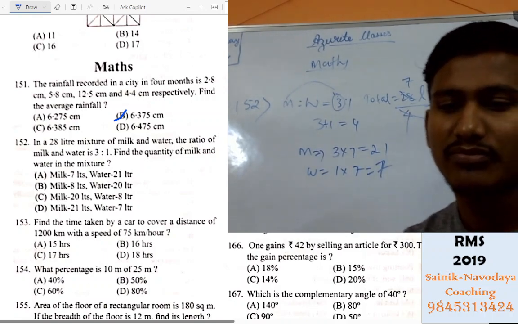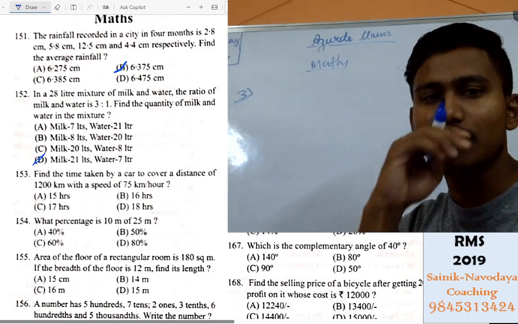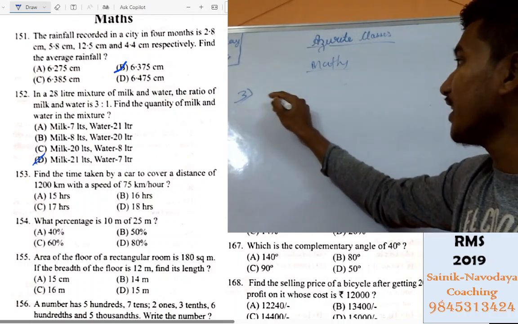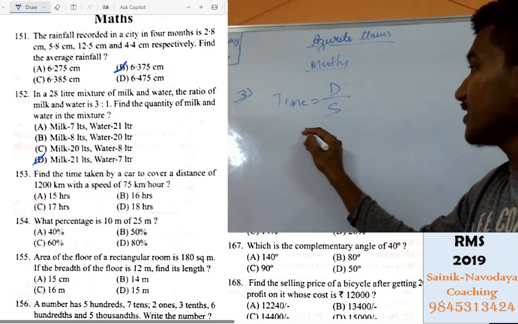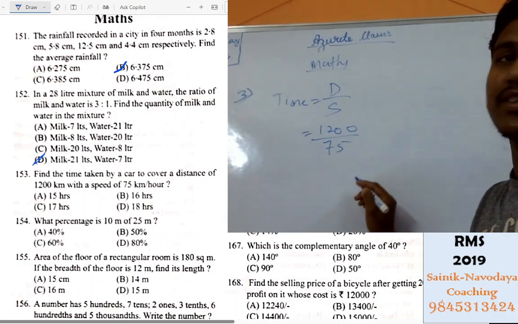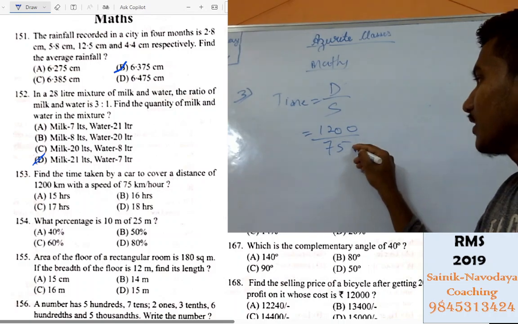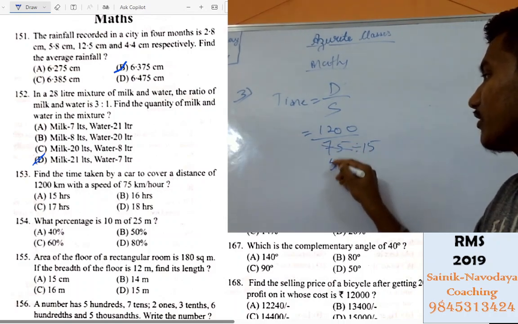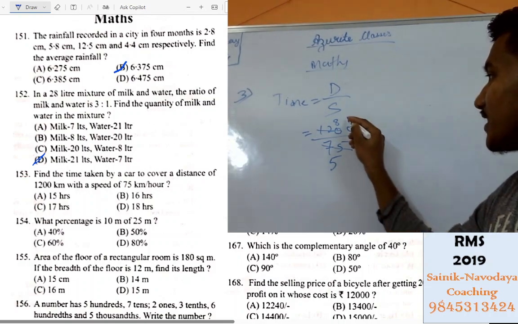Okay, fine. So now we have to find what? That is the third question, time taken by the car. So how do we find time? Time we find by distance by speed. Distance is 1200 kilometers divided by speed 75 kilometers. Right? So what we have to do? We have to divide with which number? Let's divide with 15. 15 5s are 75. 15 8s are 120. So now it is 80, right?